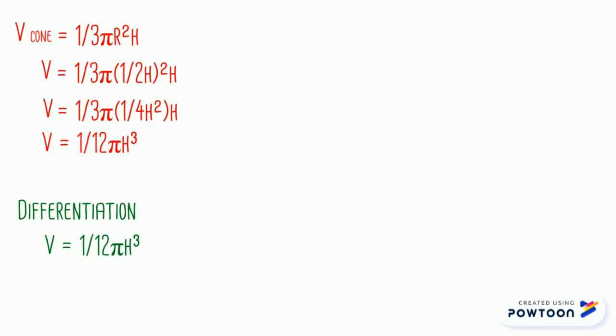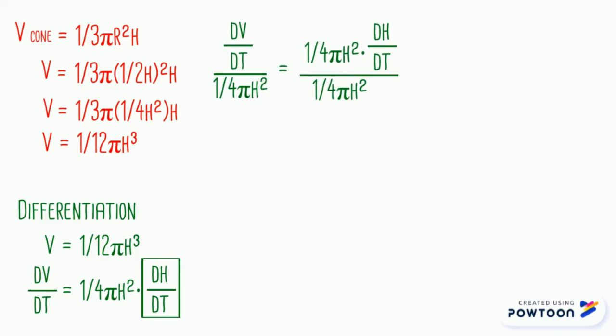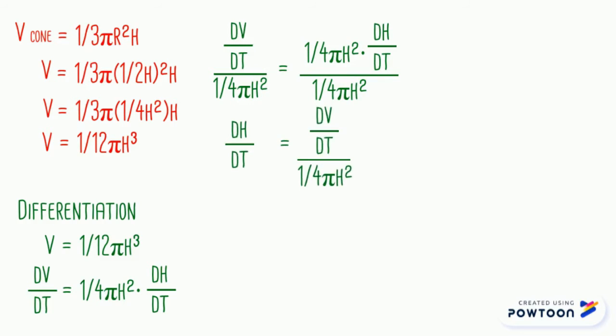Let us differentiate both sides of the equation with respect to time. The derivative of volume is the derivative of volume with respect to time, while the derivative of 1/12 pi h cubed by the constant multiple rule is 1/4 pi h squared times the derivative of height with respect to time. Let us isolate the derivative of height with respect to time by dividing both sides by 1/4 pi h squared. Simplifying, we have an equation where the derivative of height with respect to time is equal to the derivative of volume with respect to time divided by 1/4 pi h squared.